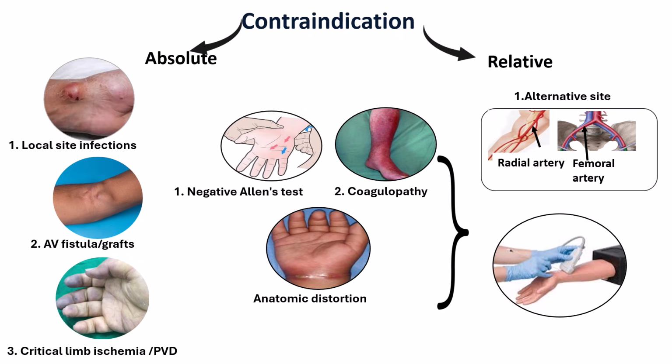Anatomic distortion from scarring, hematomas or prior multiple punctures also constitutes a relative contraindication. In cases of hypotension or shock where peripheral pulses are non-palpable, alternative sites should be considered. Ultrasound guidance can mitigate many relative contraindications by enabling precise vessel localization, particularly in those with challenging anatomy.